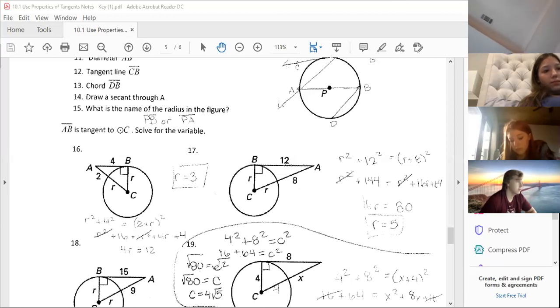So AB is not tangent, since AB is not perpendicular. It should satisfy the Pythagorean theorem if it is tangent.